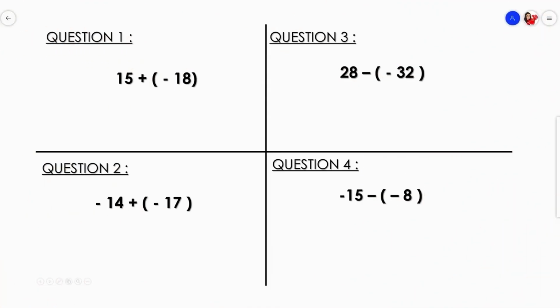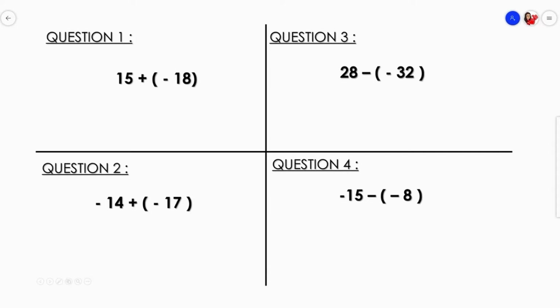Today we are going to discuss positive and negative integers, but we are going to discuss questions that involve brackets. Alright, so I have 4 questions here. Now we're going to do each one of these questions one by one, step by step. The first step to solving these kinds of questions is actually very simple. All you have to do is get rid of the brackets.